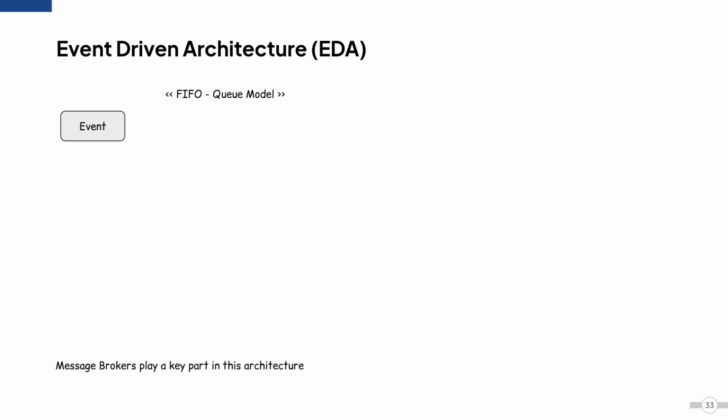And event-driven architecture. We spoke about event integrations, but in event-driven architecture, you have an event where message brokers play a key part in this architecture. You may have something called an event queue, which does first in, first out. You insert an event into an event queue, and then that event is processed in the order in which it arrived by an event processor. So that's one style of doing event-driven architecture.